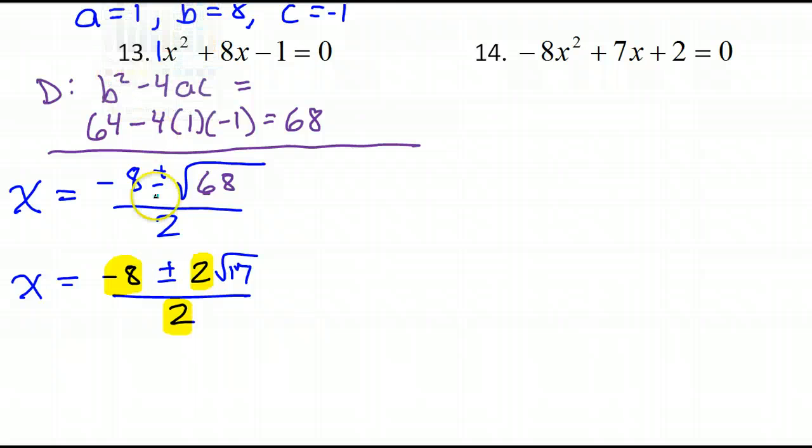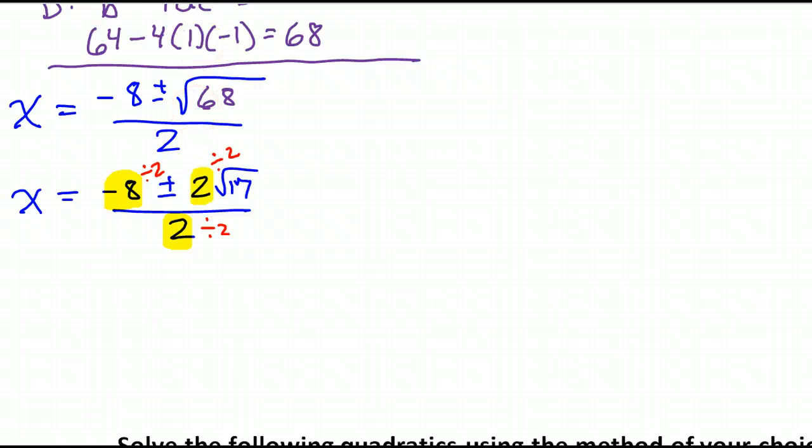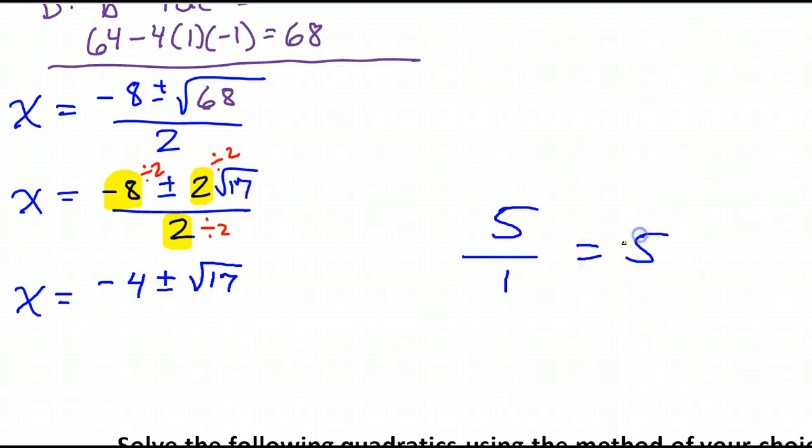Okay, and these are all divisible by 2. So we're going to divide by 2, divide by 2, and divide by 2. It has to be all 3 places. Can't just be these 2. All 3, and it has to be in front of the radical, not under the radical. So if I divide all these by 2, then I'm going to get -4 plus or minus. These cancel out, so I just have radical 17. And these cancel out. Alright, 2 divided by 2 is 1. Don't put a 1 down here. That's like having 5 over 1. That's silly. That's just 5. So don't put the 1, don't put the 1.